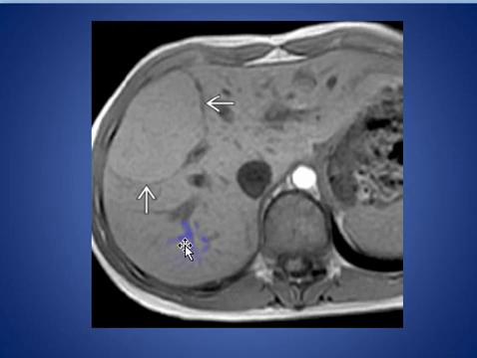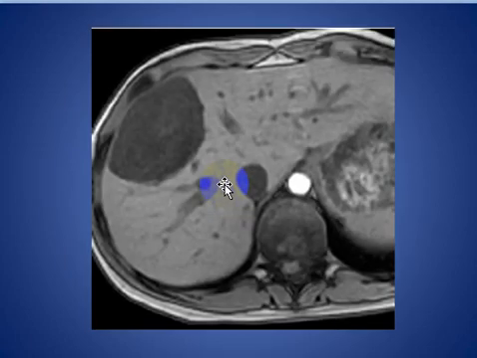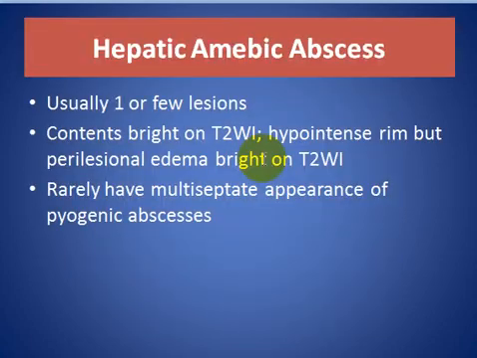Here is another patient with hepatic adenoma, a young woman with a hepatic mass here, and this is the hypointense capsule. The encapsulated mass is slightly hyperintense to the background of the liver in this in-phase gradient echo. And this is the out-of-phase gradient echo. The mass becomes hypointense, indicating the lipid content of the hepatic adenoma.